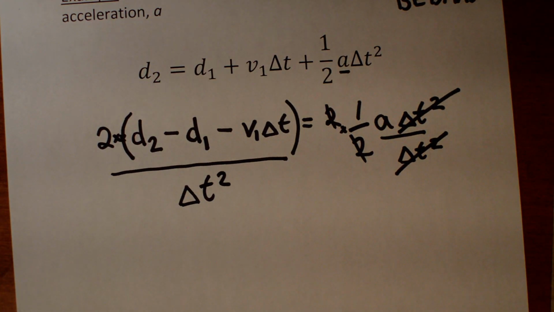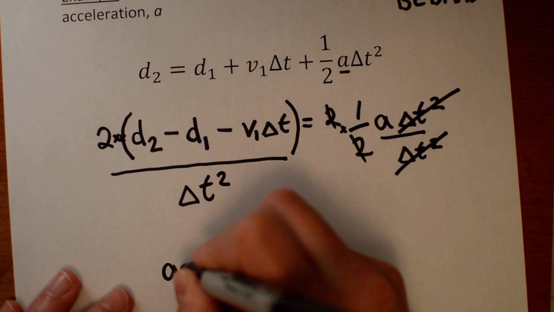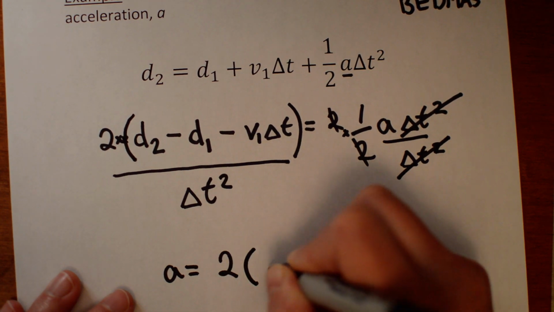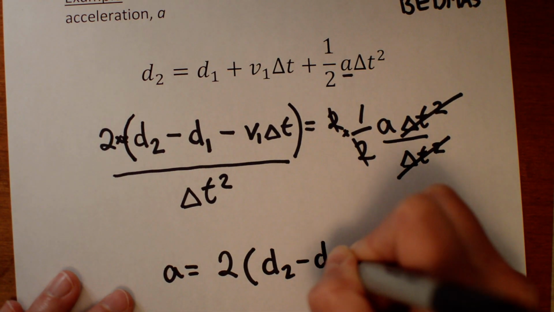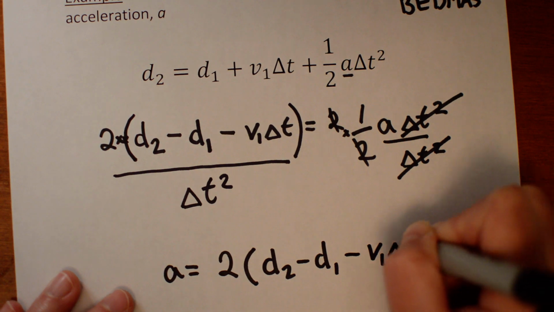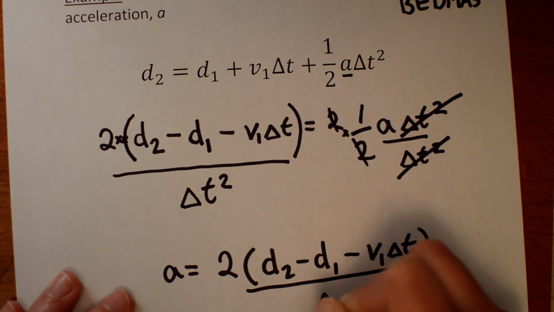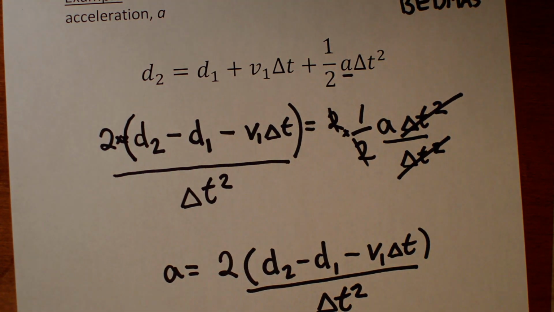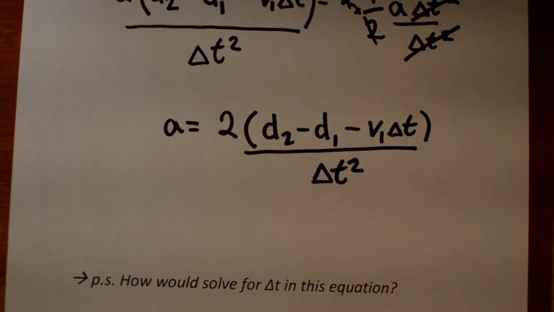I have one lovely equation for a. I'll just write it out nicer because it looks messy there. So a is 2 times d2 minus d1 minus v1 delta t, and on the bottom, delta t squared. I'm all done. I've got my equation rearranged for a.